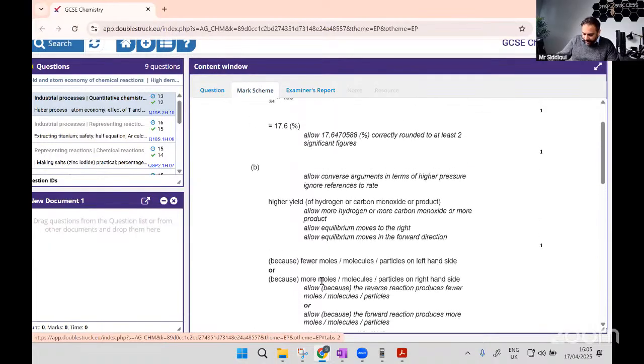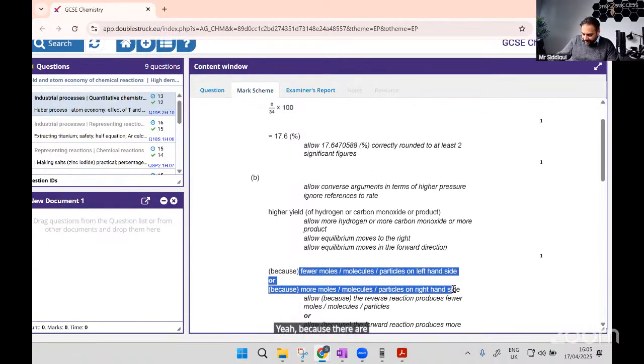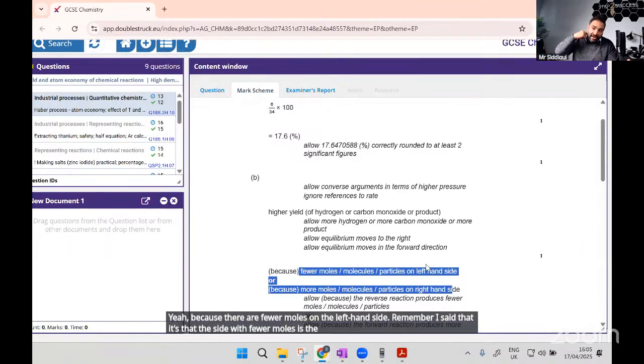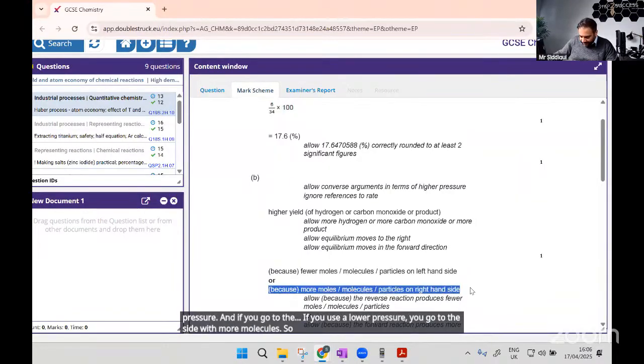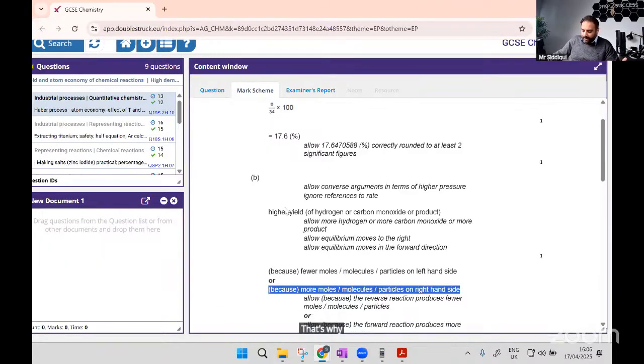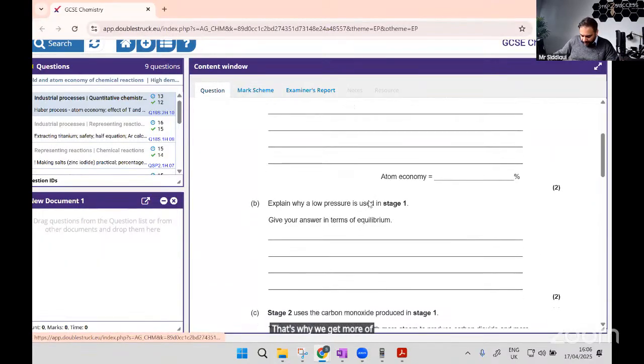Yeah, because there are fewer moles on the left-hand side. Remember I said that the side with fewer moles is the side that we go to with a higher pressure. And if you use a lower pressure, you go to the side with more molecules. So that's basically what this is explaining here. There's more molecules on the right-hand side. That's why we get more of the hydrogen.